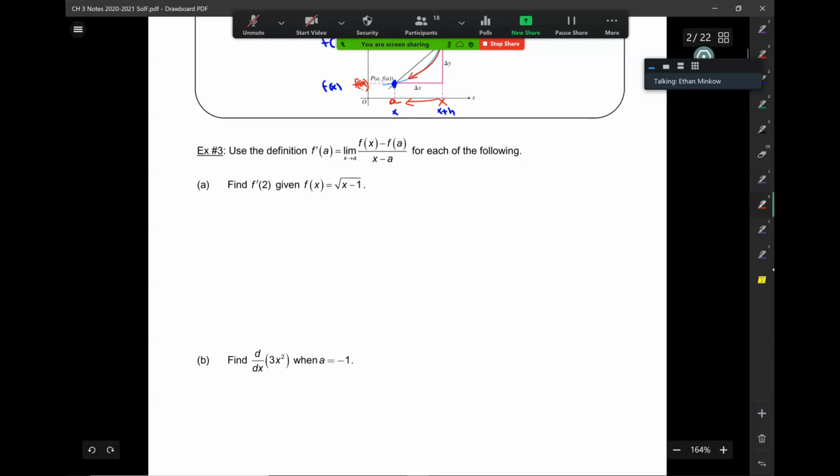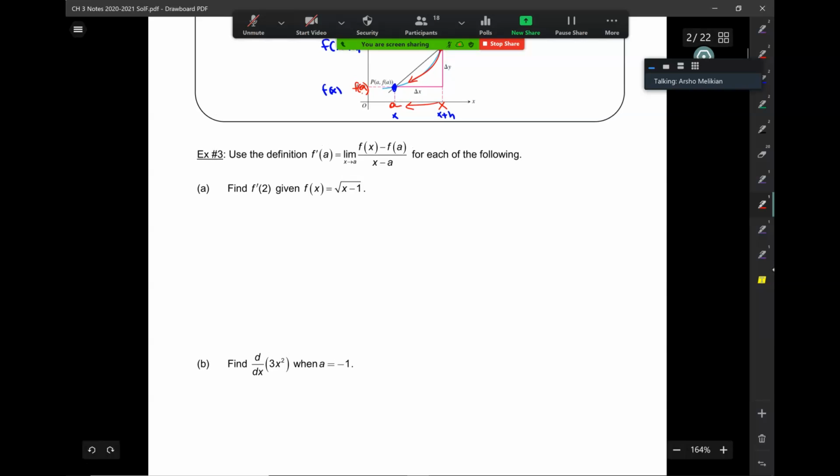Okay, so let's use that definition to find f prime of 2 here, right? So what do we plug in? Which variable? I'm going to tell you right now. So now when we have f prime of a, a is the point that you're looking for the derivative at. So here, when I need to find f prime of 2, 2 is my a, right? So a is equal to 2. And f of x is equal to root x minus 1. So here's what I say. F prime of a is f prime of 2, because a is 2.